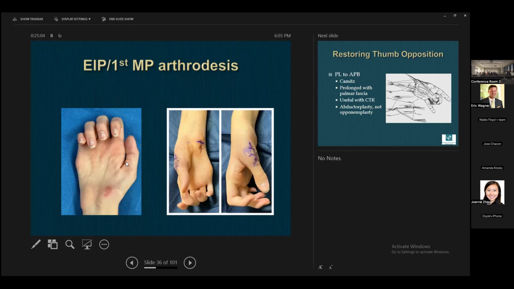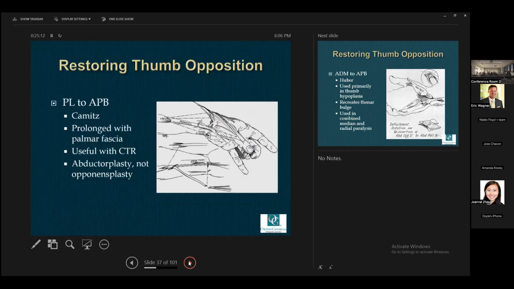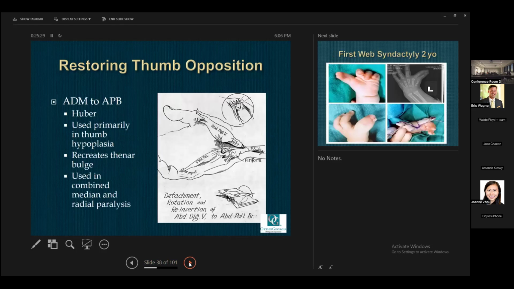She had a really hypermobile first MP joint, and I went ahead and did a first MP arthrodesis at the time of that procedure. And we spoke about the Camitz transfer. It's not a true opposition transfer, but if you're doing an open carpal tunnel release and you want to give the patient a little abduction right away, it can be useful.